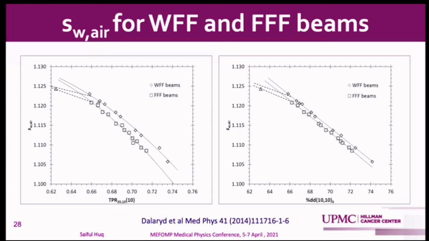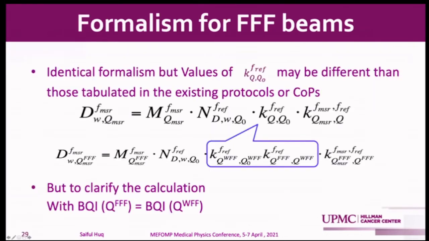Here you see the data for water to air stopping power ratio for a clinical FFF beam. These are the data points, and that is for the WFF beam. So you see that there's a difference in water to air stopping power ratio, and the solid line is a fit that was used to calculate the difference between these two. And this difference is applied in TRS 483 to account for the differences between WFF beams and flattening filter free beams.